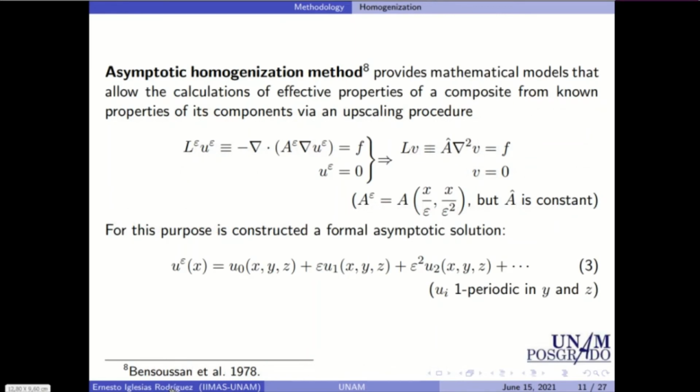The asymptotic homogenization method provides mathematical models that allow the calculation of effective properties of a composite. It allows us to convert a problem with rapidly oscillating coefficients into a new one that represents the behavior in a global sense, but with constant coefficients.